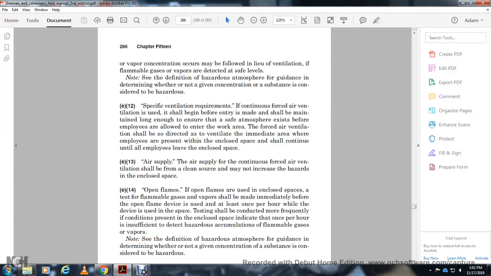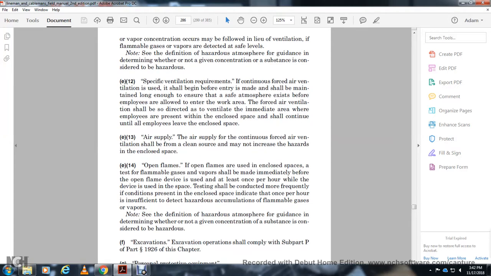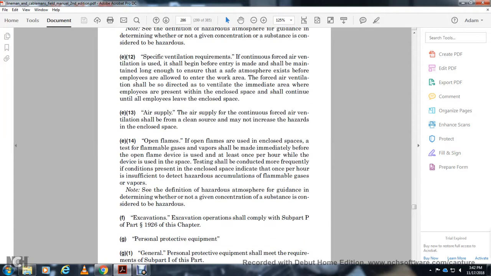If hazardous accumulation of flammable gas and vapor is detected, the definition of hazardous atmosphere provides guidance for determining whether or not a given concentration of a substance is considered a hazard. Excavation operations shall comply with subpart B of part 1926 of this chapter.